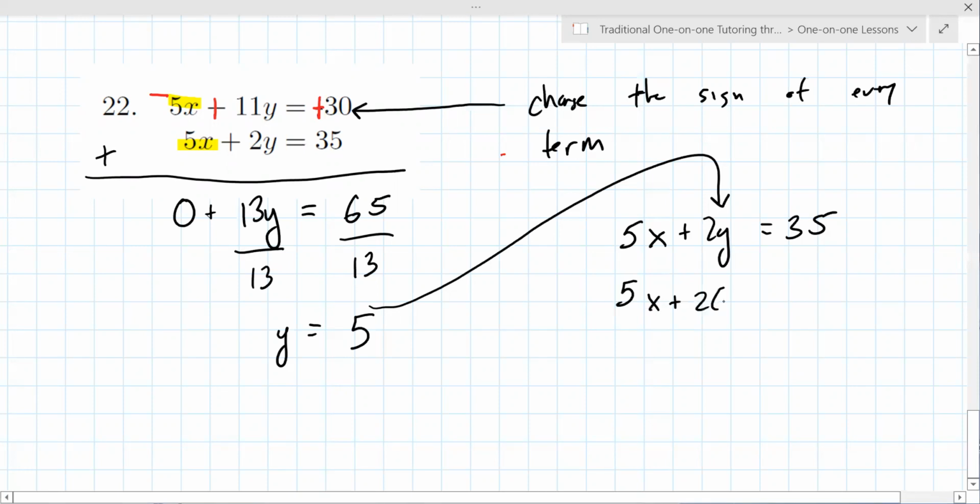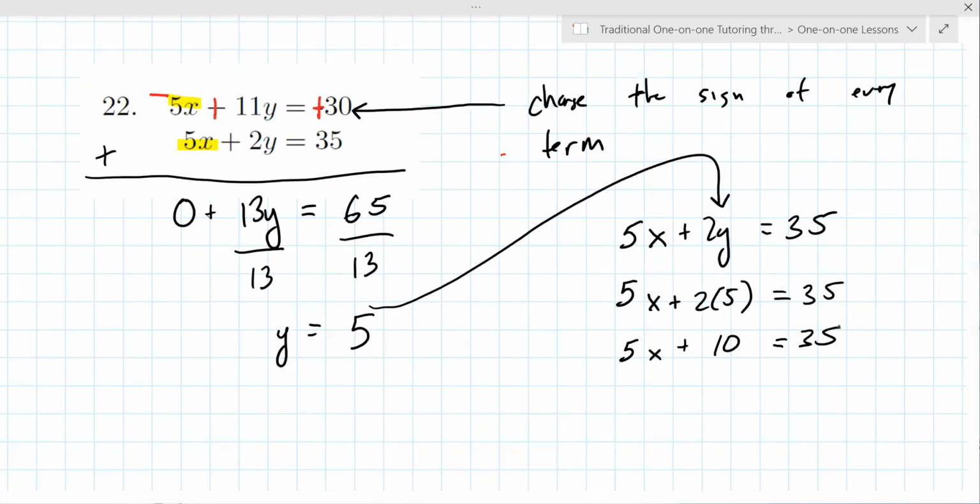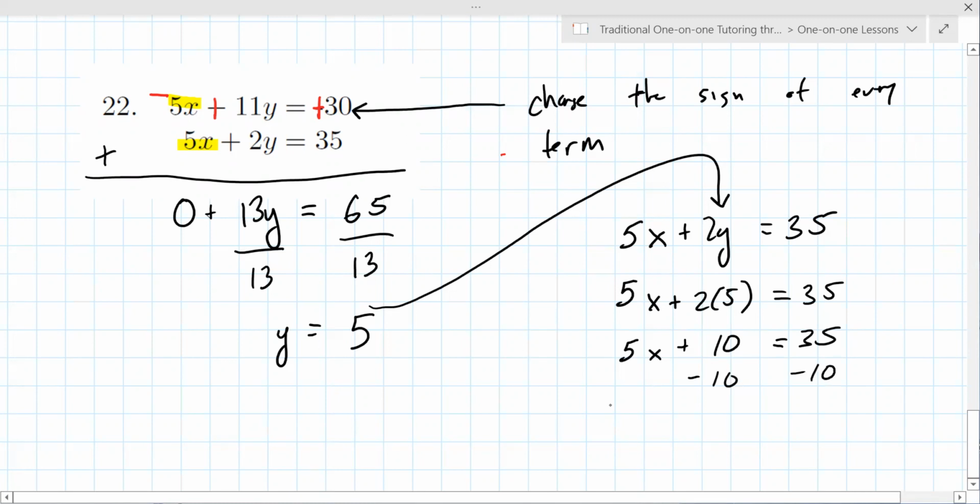Yeah. Okay, what is 2 times 5? 10. Okay. Now, how do you solve a two-step equation? Do you get rid of multiplication first or division first? I'm sorry, or addition first? Addition first. So how do you undo addition of 10? Subtract by 10. Okay. 25. And that will make it 5. X is 5.